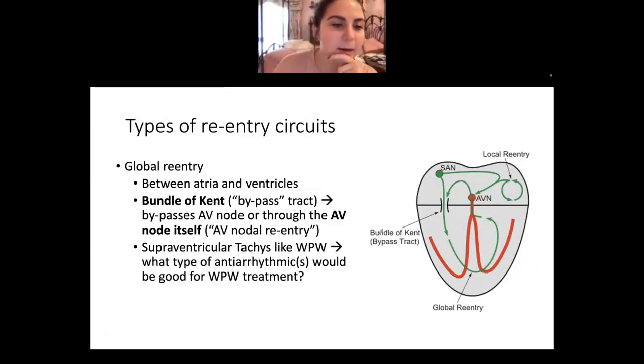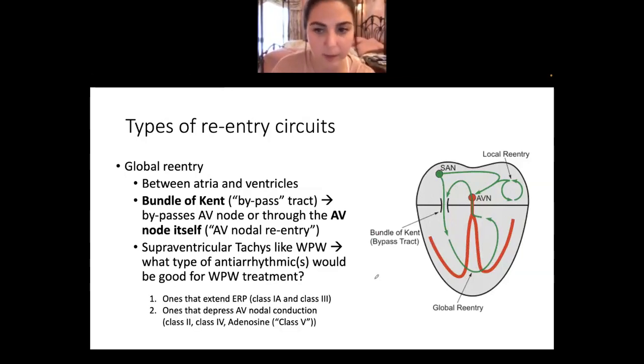So my question here is, and you don't even have to answer it, I think it's on the slide, but just thinking about this type of reentry circuit, what would then be a good antiarrhythmic for something like Wolff-Parkinson-White? The answer is anything that's going to extend your effective refractory period. Anything. Because even if this were to go back through and circle over and over again, it doesn't matter if you don't reach excitable tissue.